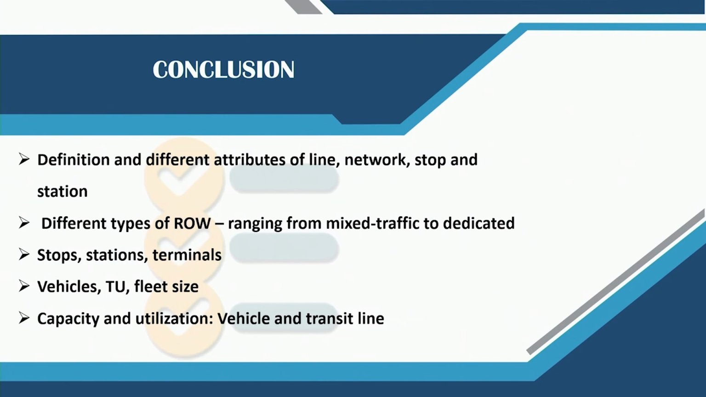In conclusion, we looked at the different types of lines, networks, stops and stations. We also made some distinctions between the different types of rights of way, which will help you understand how different types of public transportation operate. We looked at the difference between stops and stations, and how stations differ when they are terminals or transfer stations. We looked at the basic unit of transit, the transit unit or TU, fleet size, different vehicles, and finally capacity and utilization.